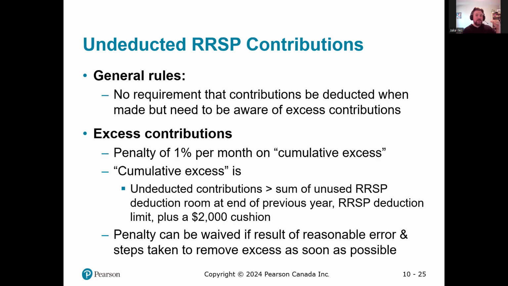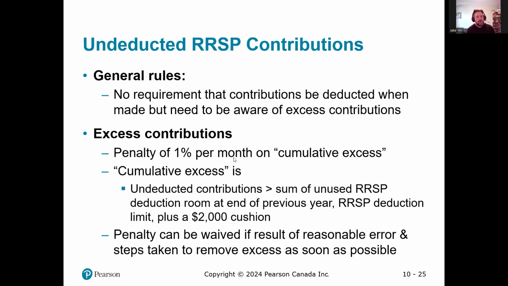But let's say my contribution space was only 25,000. So when I add 30,000 to the account, I've over contributed 5,000. So that cumulative excess, that extra $5,000, I get a cushion of 2,000. So that 5,000 excess is now 3,000, and I will pay a penalty of 1% per month.